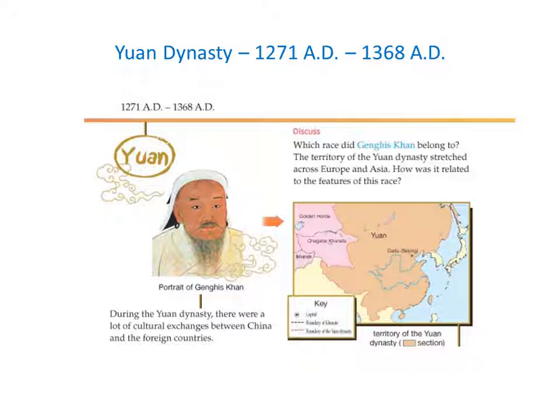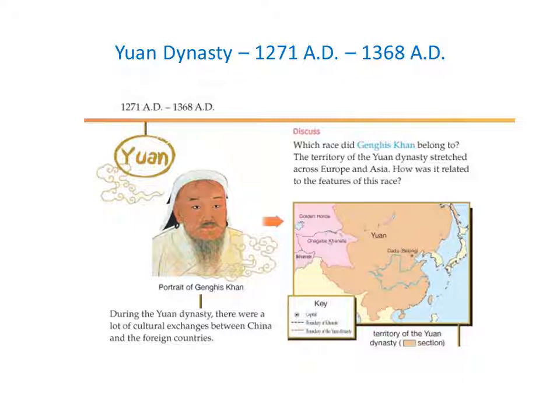The picture that you see on your left is a picture of Genghis Khan. Genghis Khan was a very famous leader during his time, and he belonged to a race called Mongol race. That means people came from the Mongolian region in China, and this Mongol people, this race was a nomadic tribe.